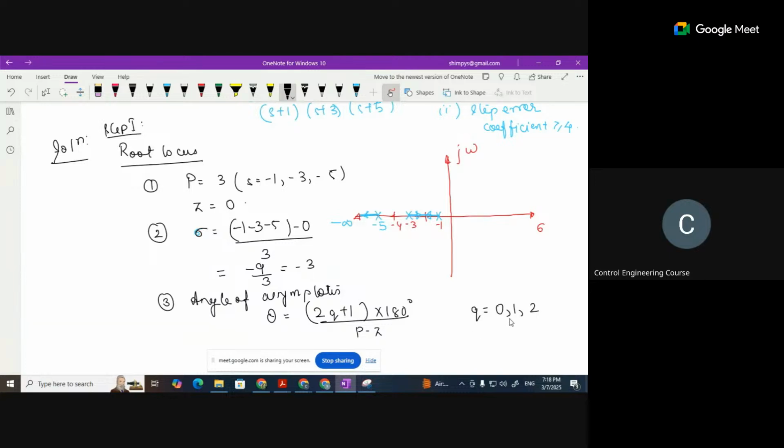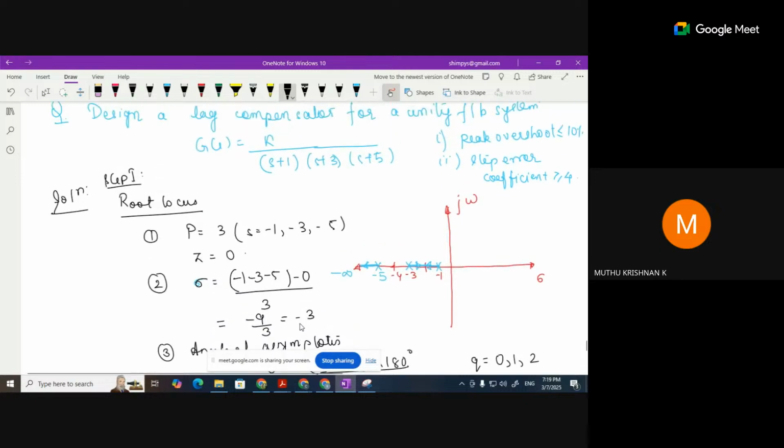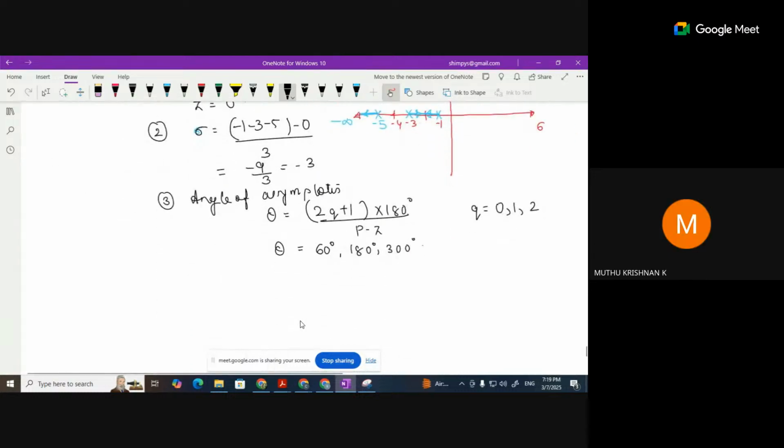We'll have 3 values, right? So the value of theta will be equal to 60 degree, 180 degree and 300 degrees. That 300 is the minus 60 degree. Yes, you can say that, but don't go after the minus sign. Okay. So what is the next step?